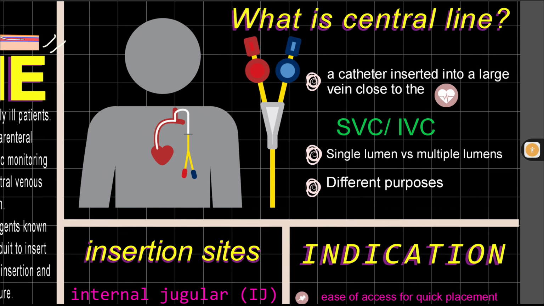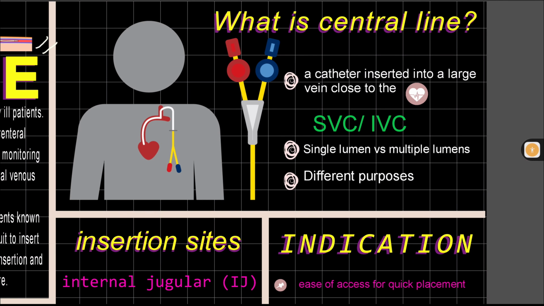Let's answer this question. I'll give you 3 definitions of your central line, and I will discuss them with you. So first one, a central line is a catheter that is inserted into a large vein close to the heart. Now, I want you to really pay attention to this key term here. It is a catheter that is being inserted into the vein close to your heart.